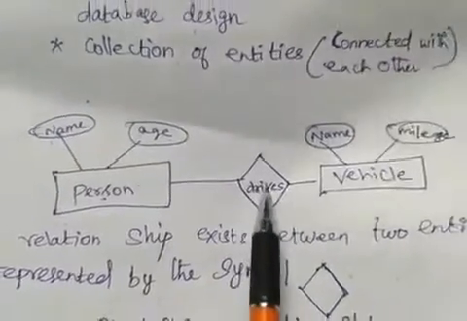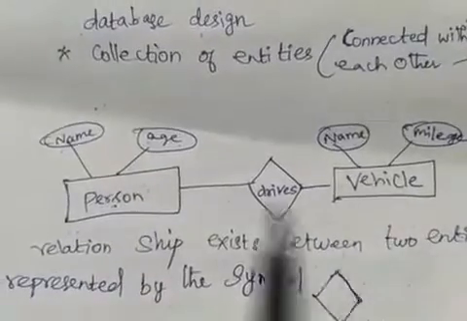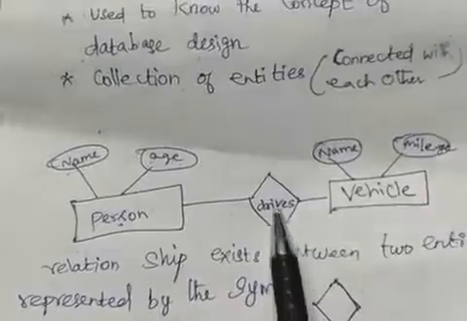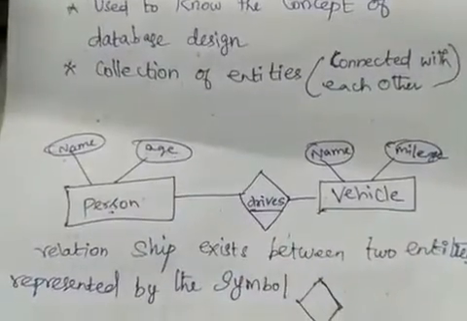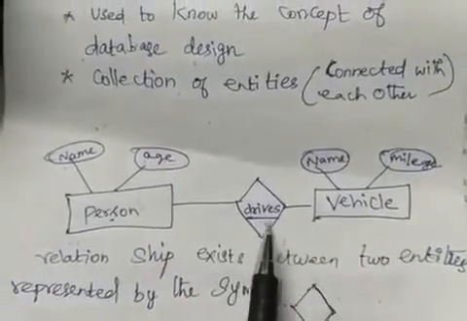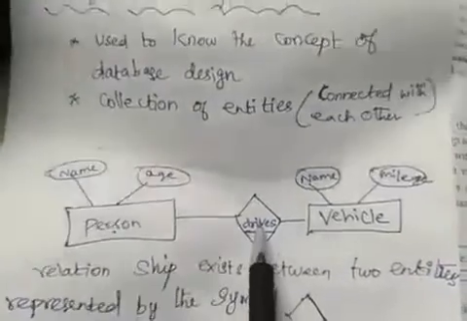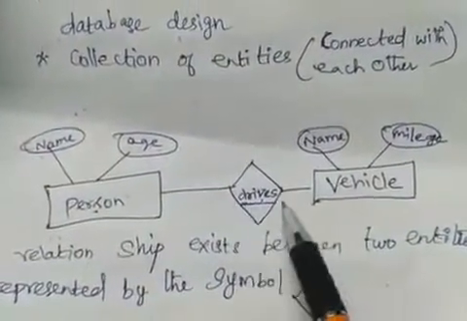For example, here in this example, drives is a relationship. So how to drive? A person can drive a two-wheeler, a car or something. Here drives is a relationship, and drives is a value for the relationship instance. So a person drives a vehicle, a person drives a car, a person drives a lorry, a person can drive an aeroplane. Here drives is a relationship instance.